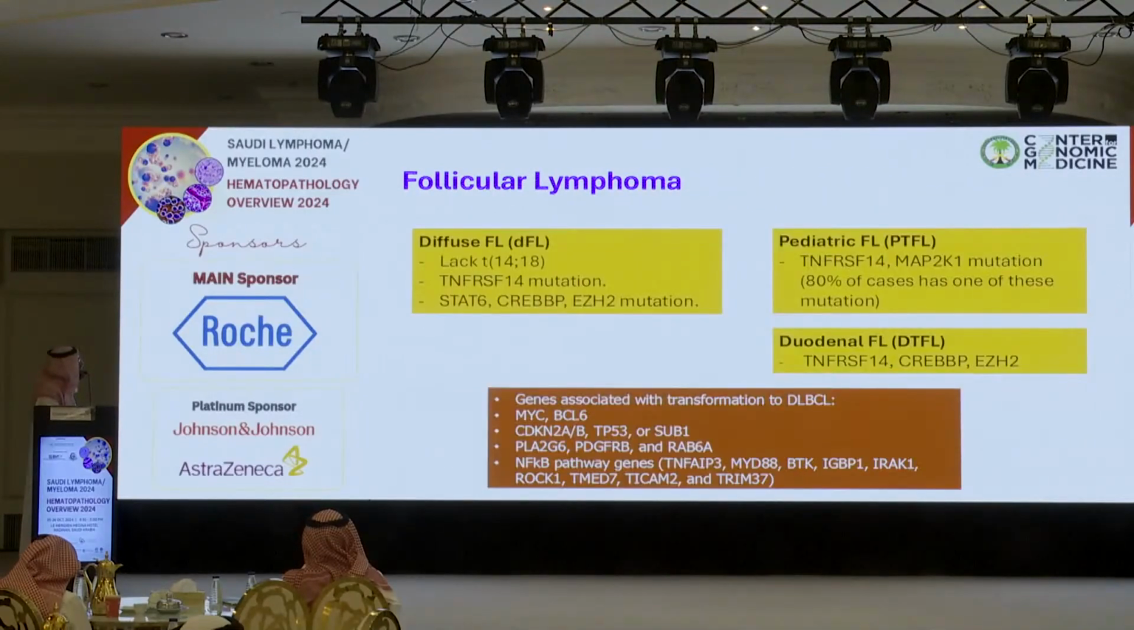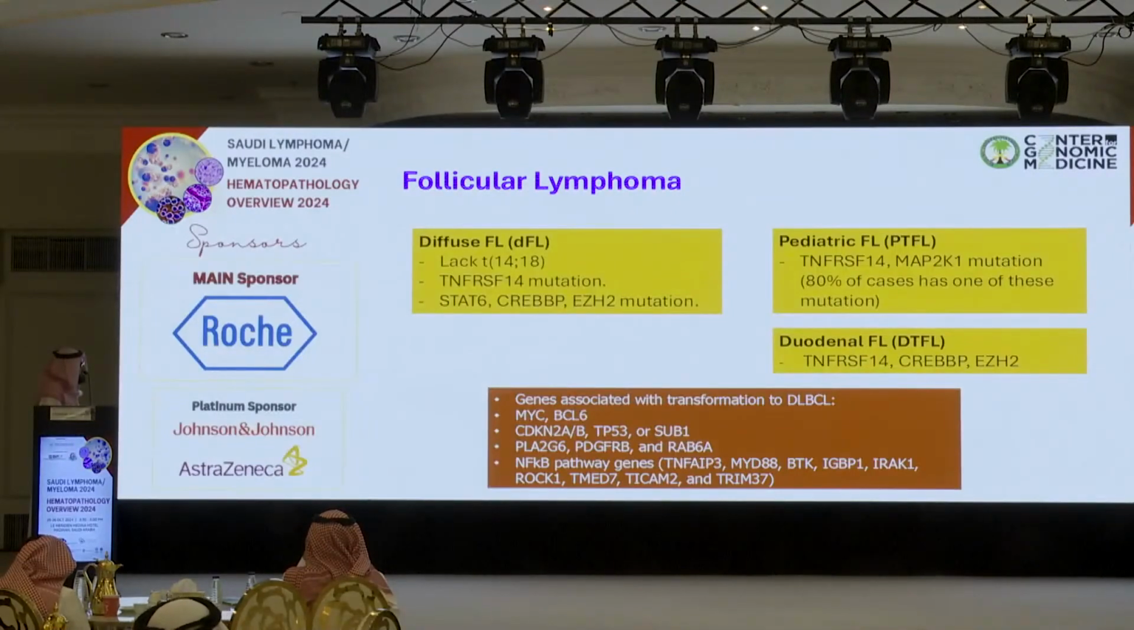The other type of follicular lymphoma, diffuse follicular lymphoma, where you have diffuse growth of follicular lymphoma, usually lacks 14;18, and there is a common mutation, especially STAT6. It can also have EZH2, which can be targeted, so we have a therapy for EZH2 now. Pediatric follicular lymphoma also has mutations in one of these genes in 80% of cases. Duodenal lymphoma also has mutations in EZH2, CREBBP, and TNFRSF14. And you can see it shares between these.